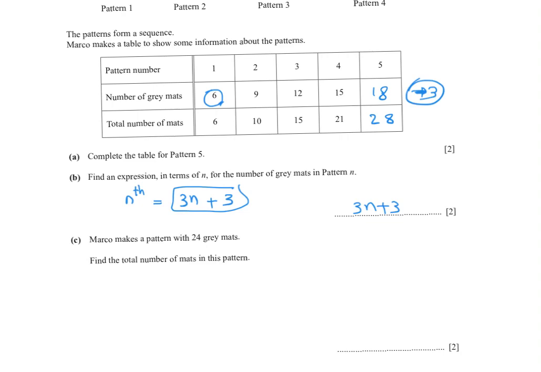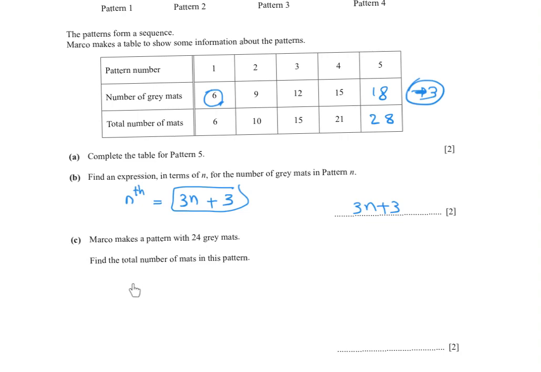Marco makes a pattern with 24 gray mats. Find the total number of mats in this pattern. Find the order of the pattern.